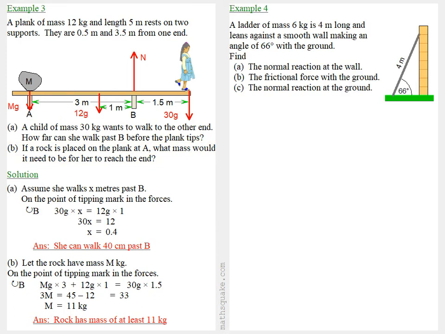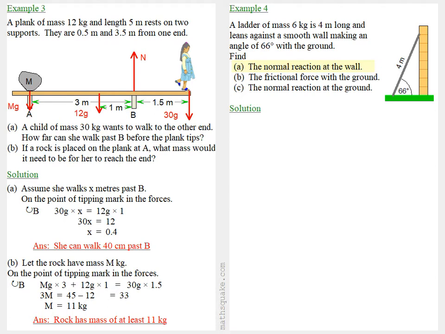Example 4. A ladder of mass 6 kilograms is 4 meters long and leans against a smooth wall, making an angle of 66 degrees with the ground. In part A, we're asked to find the normal reaction at the wall.